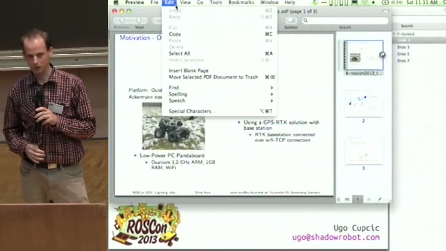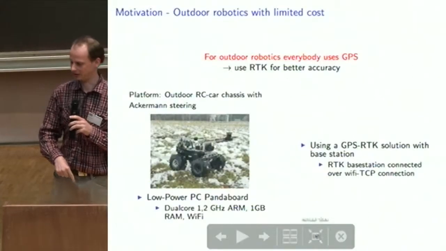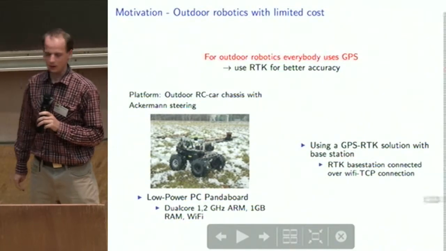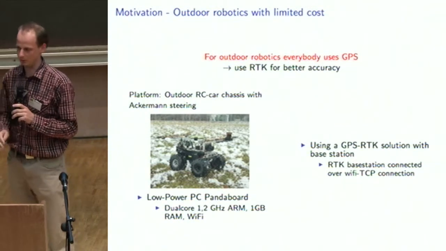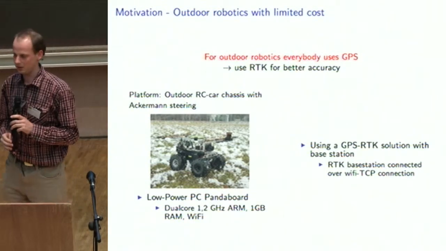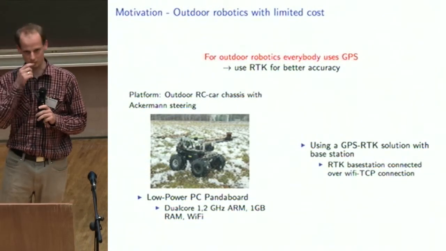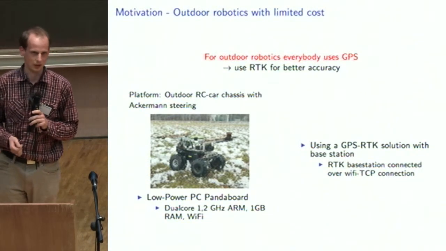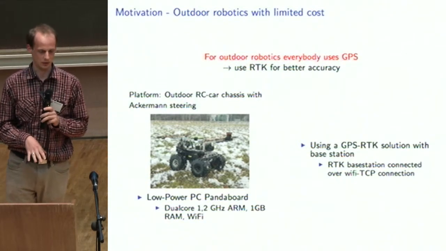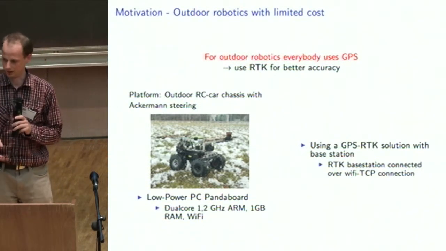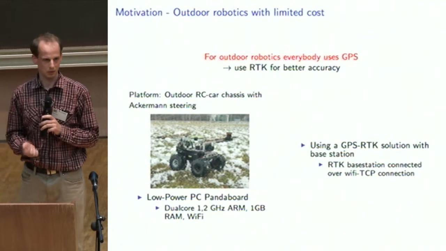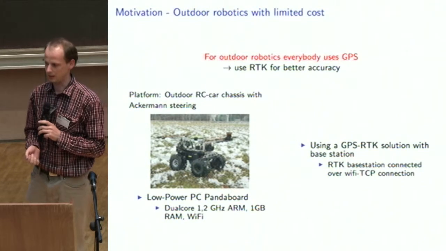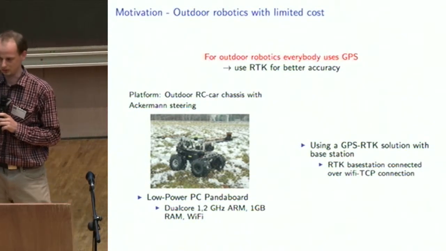Hello, I'm Oliver Kurz from Fraunhofer IIS. That's not the Fraunhofer Institute here in Stuttgart, but in Nuremberg. Let's talk about outdoor robotics, and I bluntly state here that for outdoor robotics everybody uses GPS. Or in more generic terms, I want to talk about GNSS, the Global Navigation Satellite System, because besides GPS there's also the Russian system GLONASS, and then there's the European Galileo system coming up, and more. And my recommendation is to use RTK for better accuracy when you want to use GPS positioning.